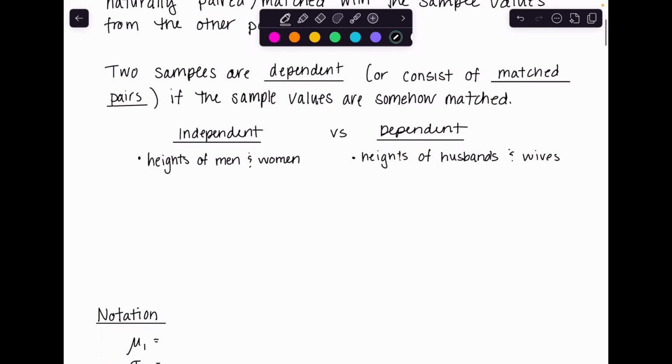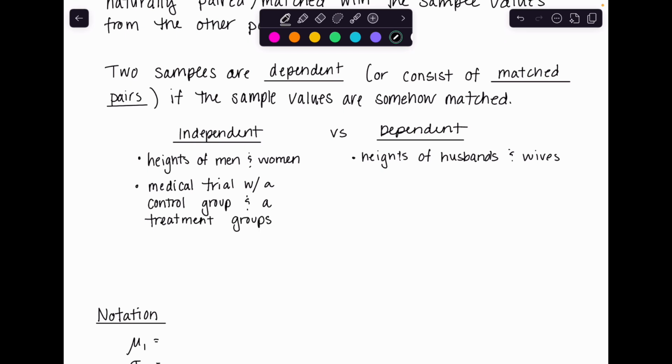Okay? If we think about medical trials, well, in one case you can have a control group, one case you have a treatment group. There's no connection between those and no matched data. So that would be an independent sample. So this is a medical trial with a control group and a treatment group. Those are independent groups.